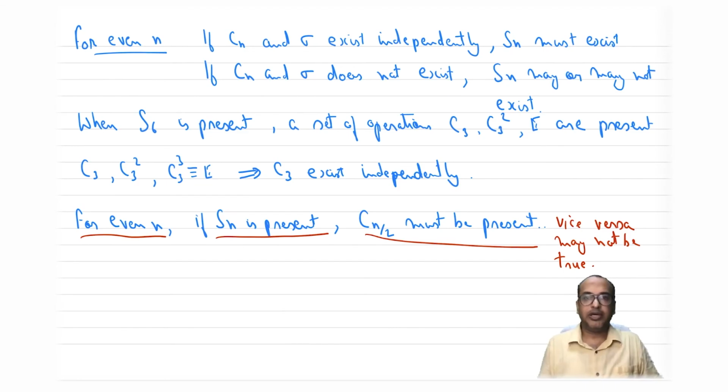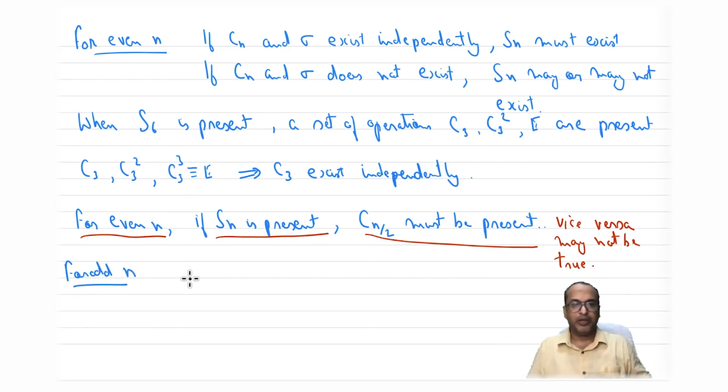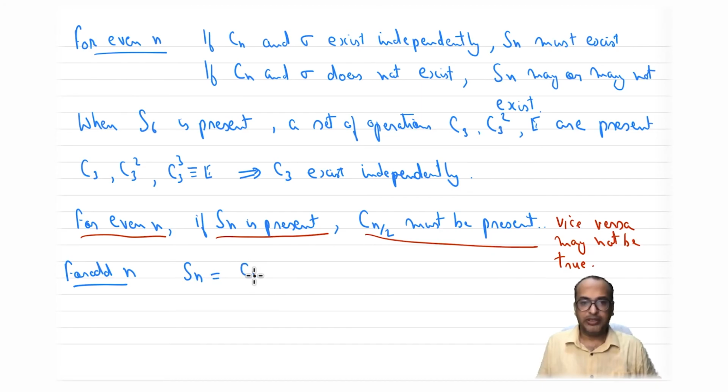Now let us look at the case for odd n. So for odd n, what happens? Let us do the same exercise that we did for even n, but in this case now we have Sn odd. So if we have Sn, what do we have? Cn sigma, right? Sn1.